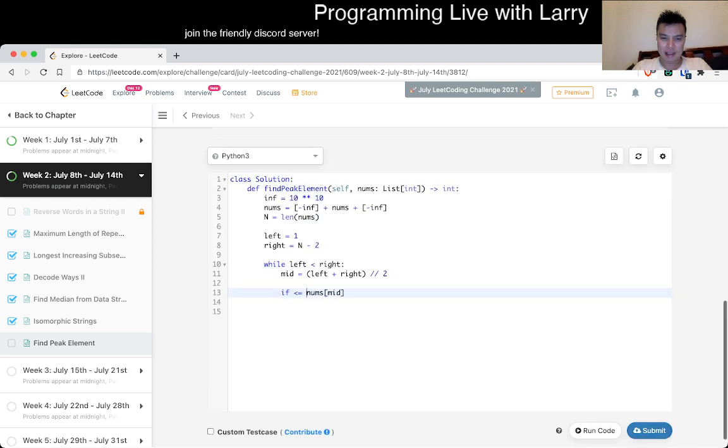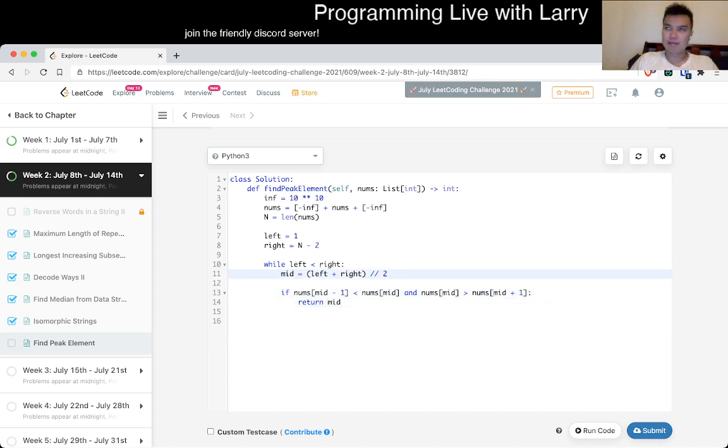Strictly greater, okay. Mid minus 1, and nums[mid] is greater than nums[mid plus 1], then we return mid. I actually skipped the thing that I said I would do, which is to check the corners. But now that we added infinity and we don't count it, we should be okay, even though I guess it would be a little bit faster.